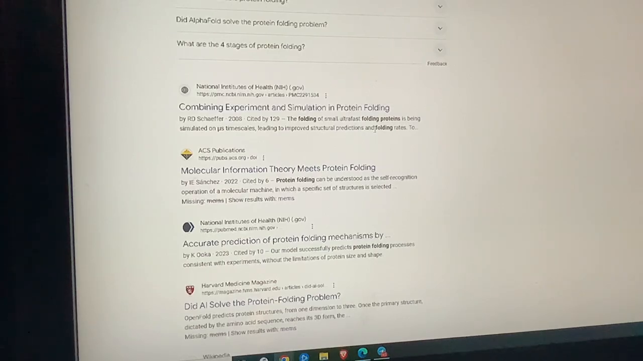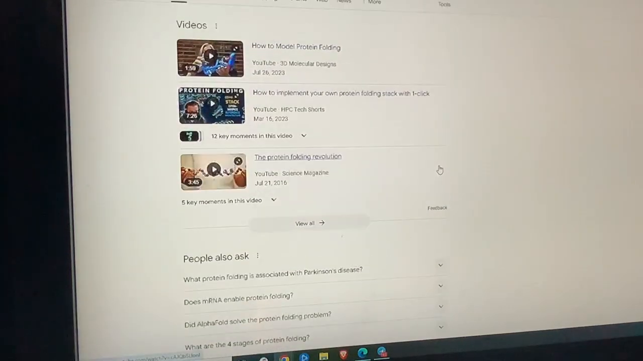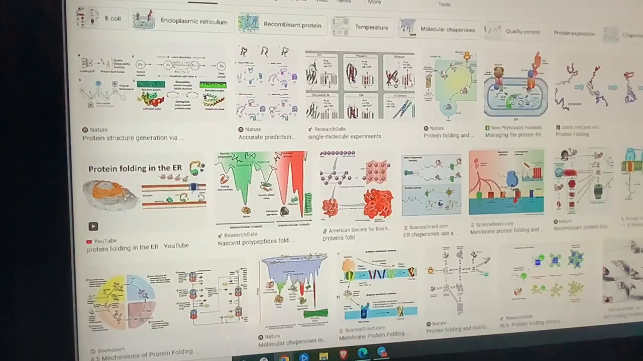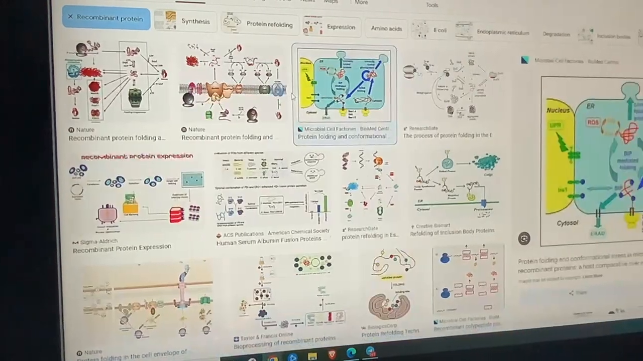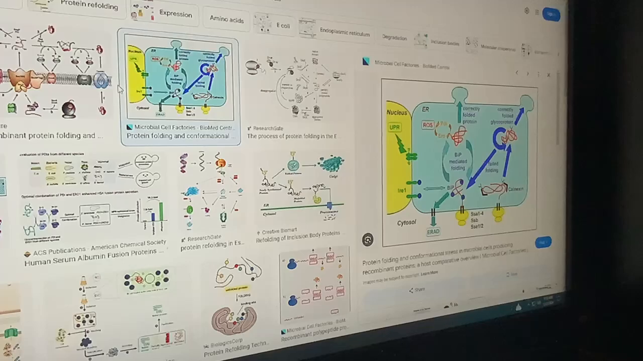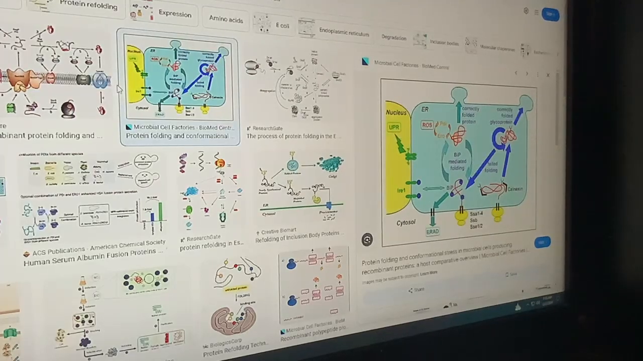So the reason that he mentions that, no doubt in my mind, AlphaFold AI, protein folding, DNA origami, has to do with changing out things inside your cell structure, like E. coli and endoplasmic reticulum recombinant proteins. Protein folding and conformational stress in microbial cells producing recombinant proteins.